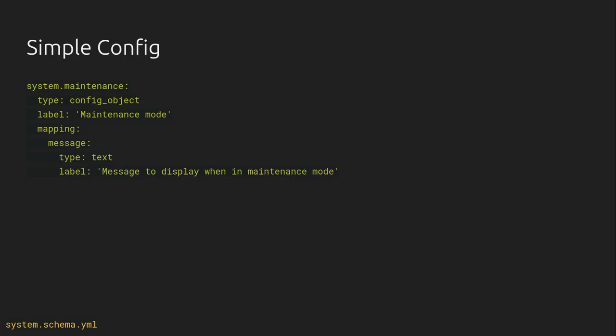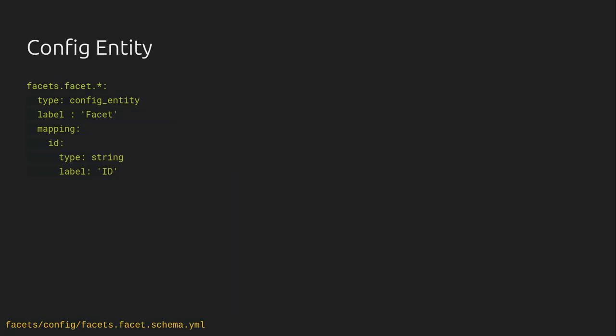But if we were to create a different simple config, then it could have a property that has system.maintenance as its type. You see, all of it is the same because it's all just types. And a config entity is also just a type of a different one. In this case, it has an ID. It has more things, but I will get to that later.